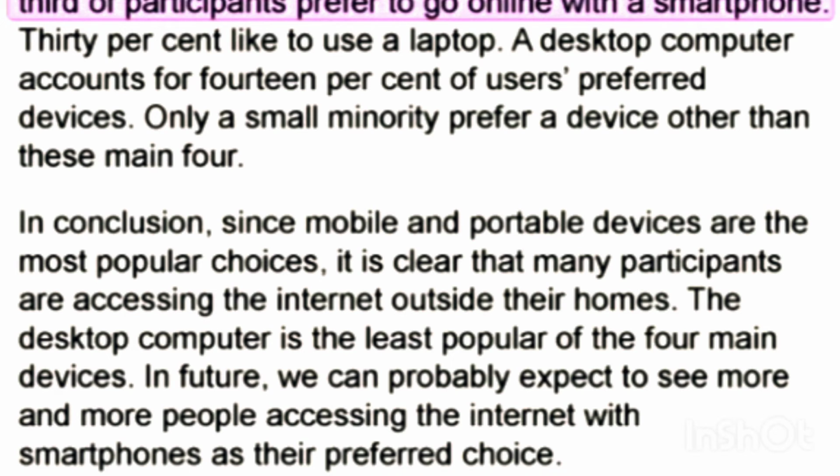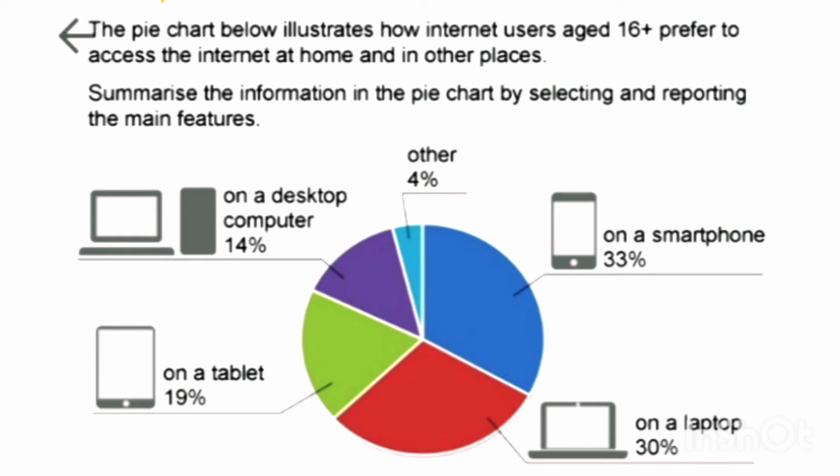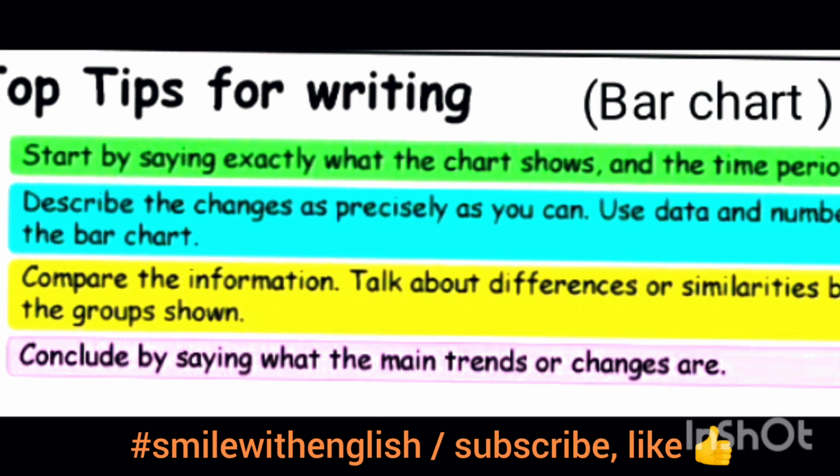So first paragraph, you will write the introduction. Second, you will write the body, and the third, you will write the conclusion. For the bar chart: number 1, what the chart shows and the time period. Number 2, describe the changes as precisely as you can. Use data and numbers from the bar chart. Number 3, compare the information. Talk about differences or similarities between the groups shown. And the fourth should be to conclude by saying what the main trends or changes are.